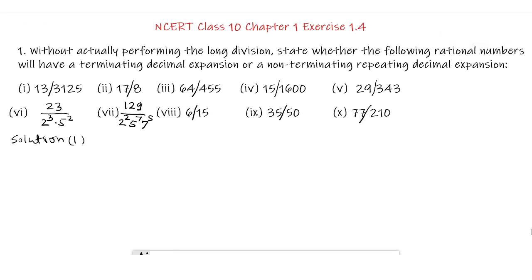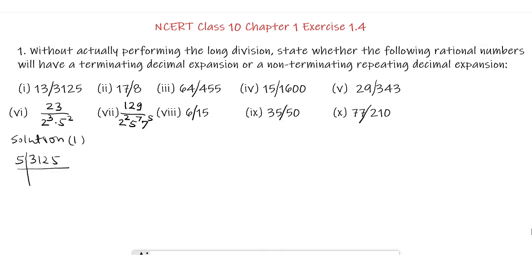Part 1, the denominator is 3125. We prime factorize it, so it is not divisible by 2 as it is an odd number, and the sum of digits is 11. 3 plus 1 is 4, plus 2 is 6, plus 5 is 11. So it is also not divisible by 3. So the next prime number is 5 and the ones place is 5. So it is divisible by 5.